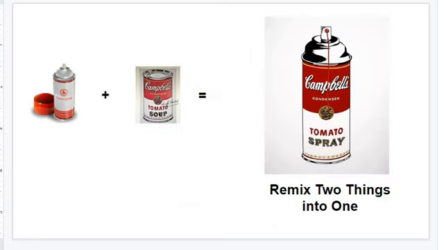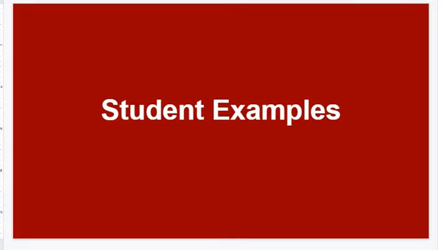Or you can remix 2 things together. So you got a spray paint can, and then Andy Warhol did Campbell's soup cans, and then this artist took the concept of the spray can, because he wanted to be a street artist, and he took the idea of the soup can and he remixed the 2 together into one thing. So that's pretty cool.